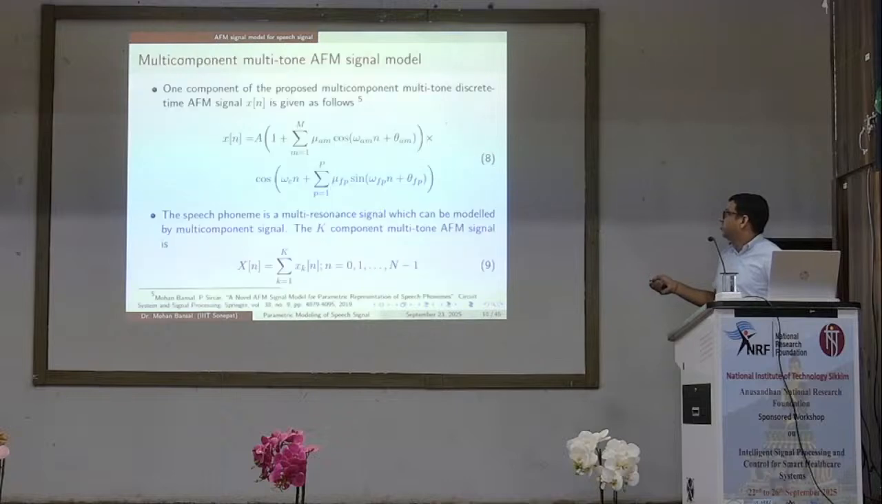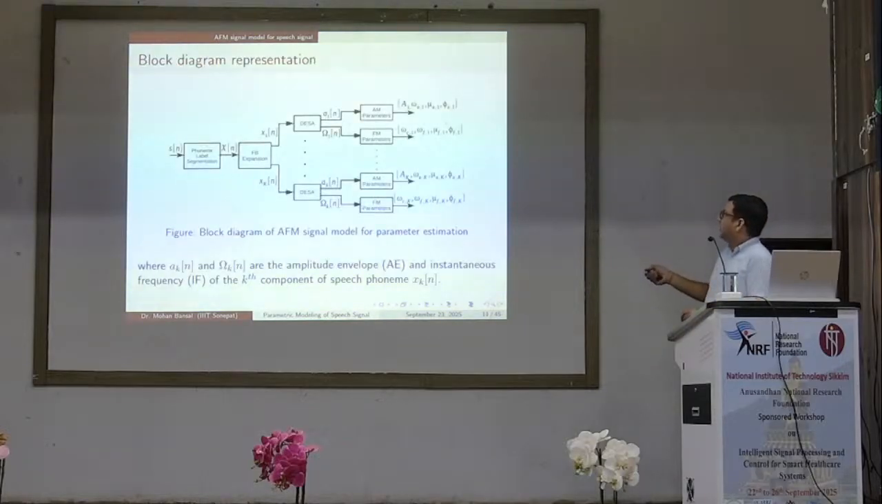This part is the amplitude envelope. This part is the amplitude envelope. With the help of that, we can get this part, and this one will be applied to this, and we will get A1n and omega 1n. Similarly for xkn, we will get akn and omega kn.